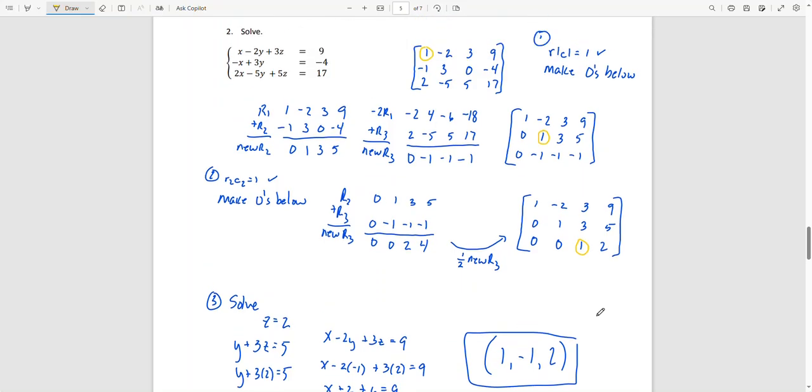Always check again in the original system. Make sure it is indeed a solution. With math, you know the answer is right before you move on. The hardest part, typing it into WebAssign.